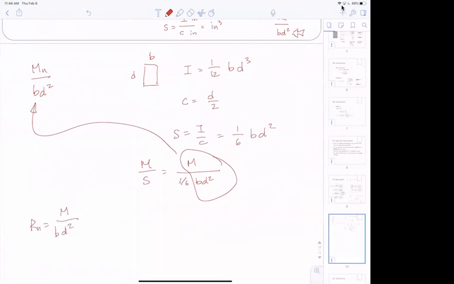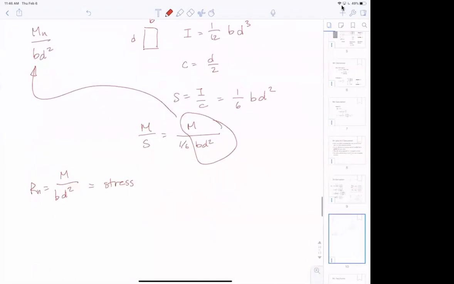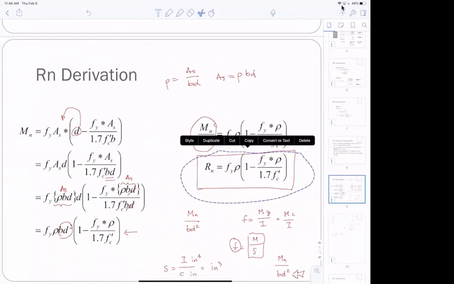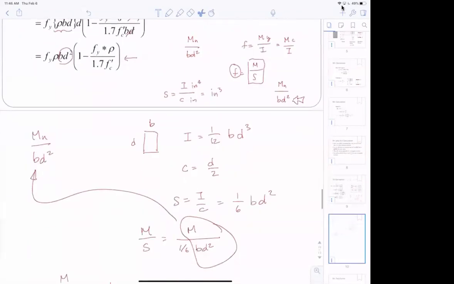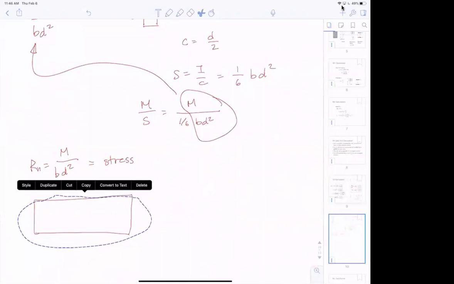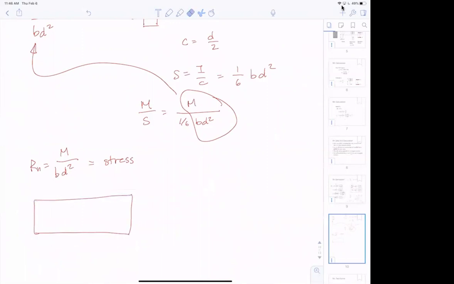And the units of that are stress. So the units of Rn are stress. Let's see if that's true. Let me copy this equation and bring it down here. Oh, didn't work. Okay, I'm going to just have to write it.